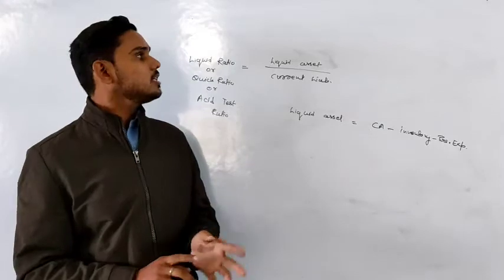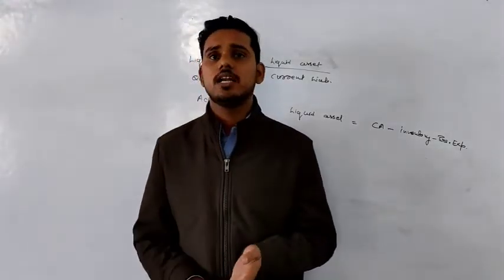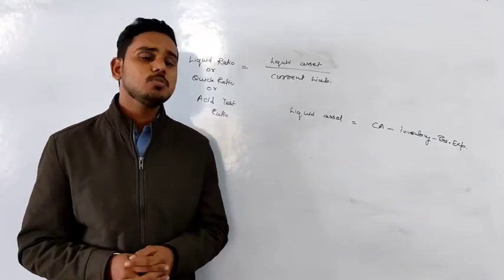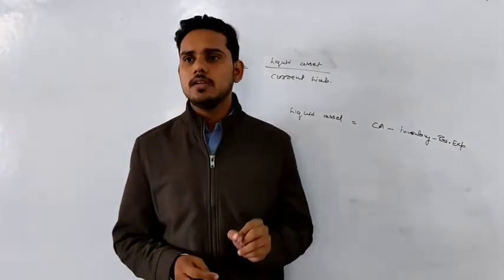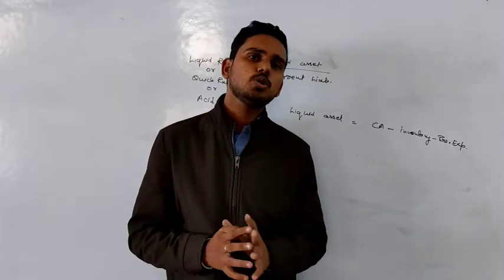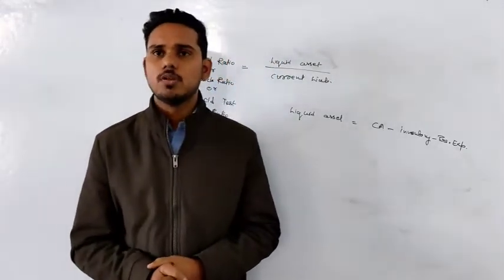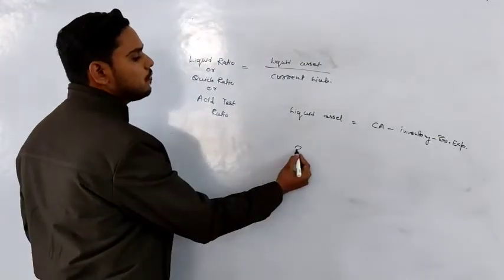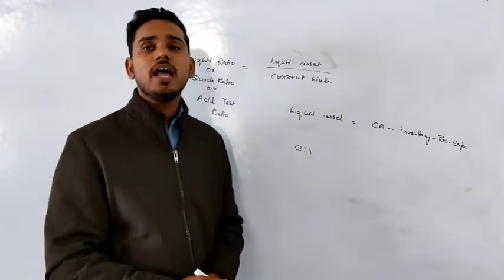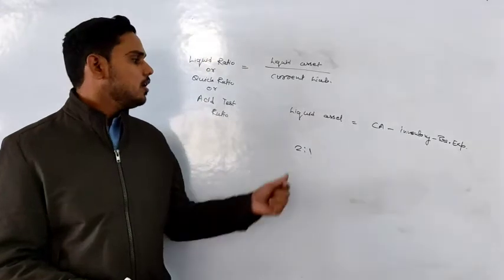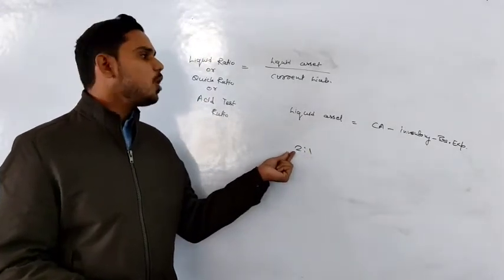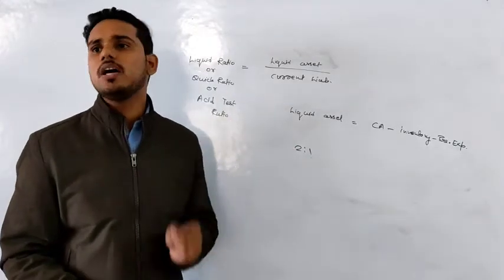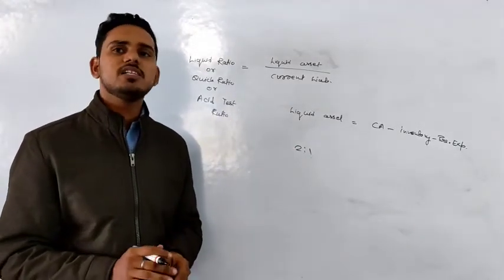One more thing, we have understood the formula of liquid ratio as well as current ratio. There is one thing that is known as ideal ratio. Ideal ratio means what the ratio should be, or what ratio should be assumed as a good ratio. So for current ratio, ideal ratio is 2:1. So if any business is having 2 rupees of current asset for every 1 rupee of current liability, that business will be considered as good.